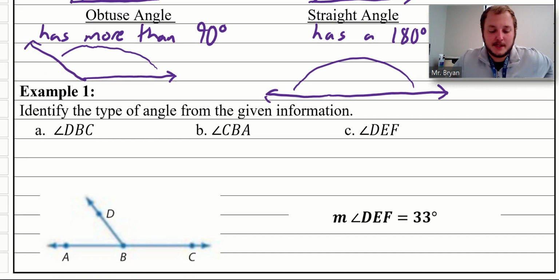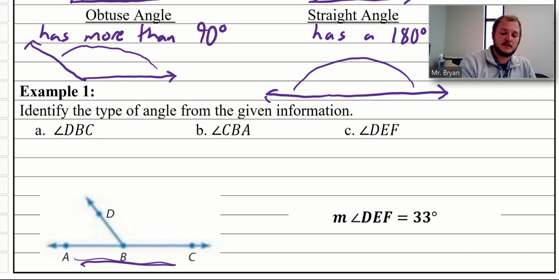Okay, so example 1, I want to identify the type of angle from the given information. So here's what I want you to do. Take a second, pause your video, and sketch this diagram here, the one on the left side. Make sure you include all those points, and then write this piece down as well. You can write that to the right side of the page, and then we'll come back together, okay? Okay, so hopefully you have that written down by now.